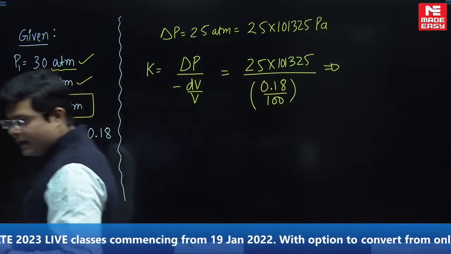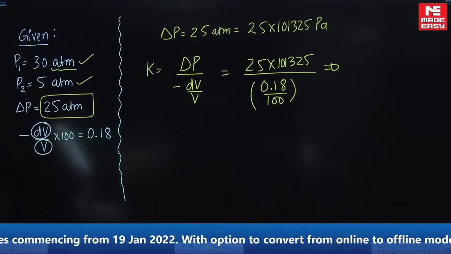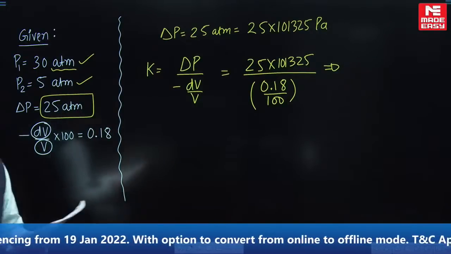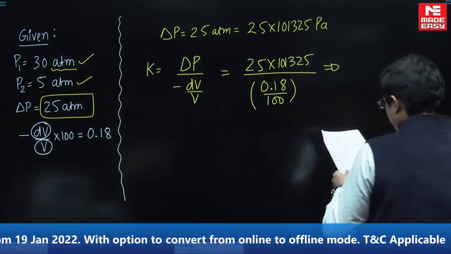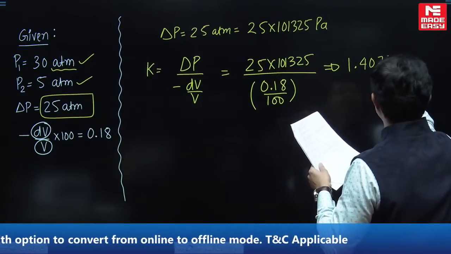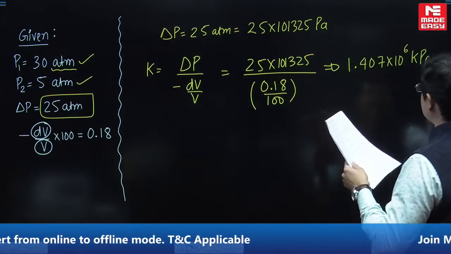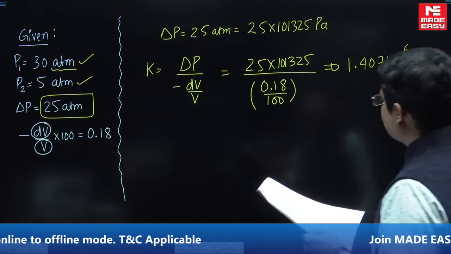Come on, I am waiting for your answers in the comment box. Yes, very good. Anupam, Rahul, Rimu, Subrata. Wonderful dear. So your answer is going to come out to be 1.407 into 10 to the power 6 kilopascal. You should also cross check the answers.